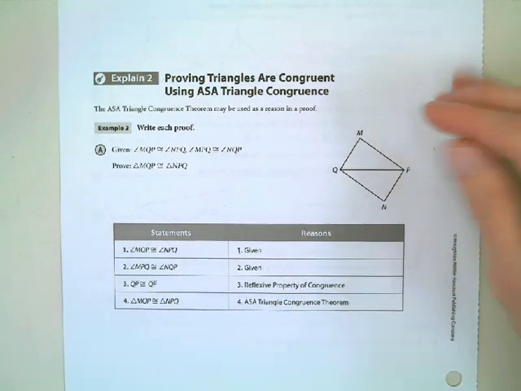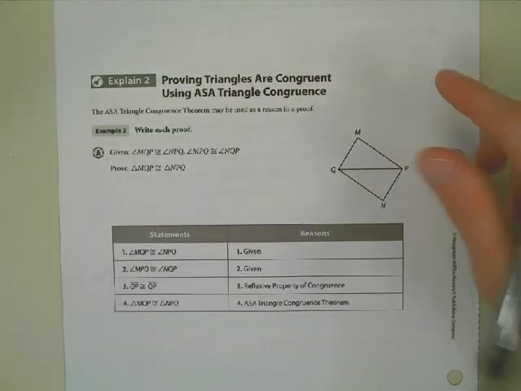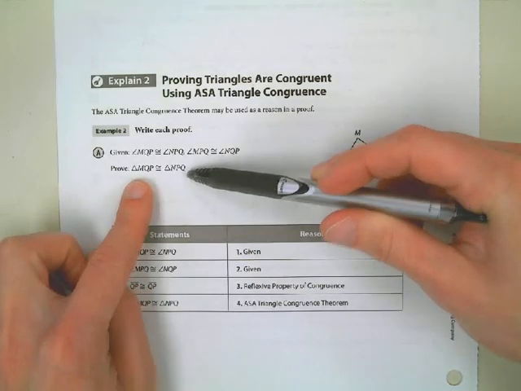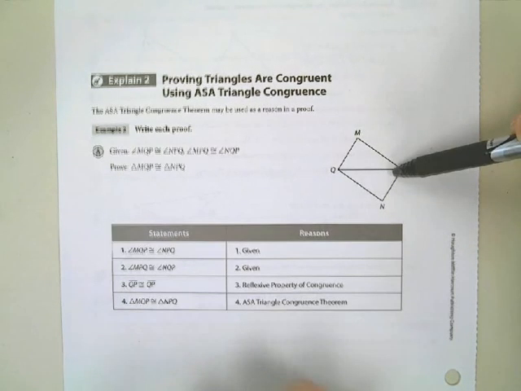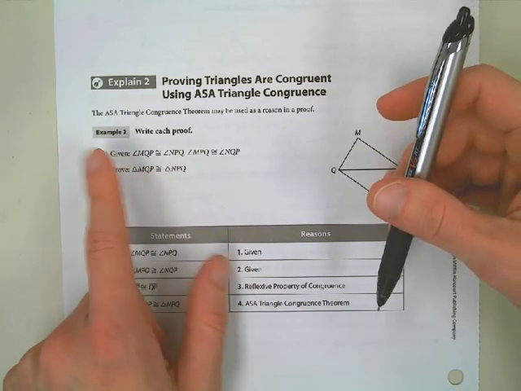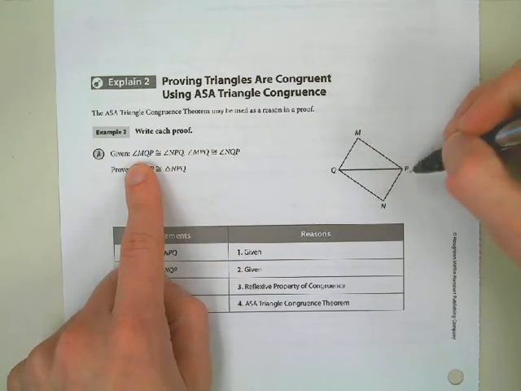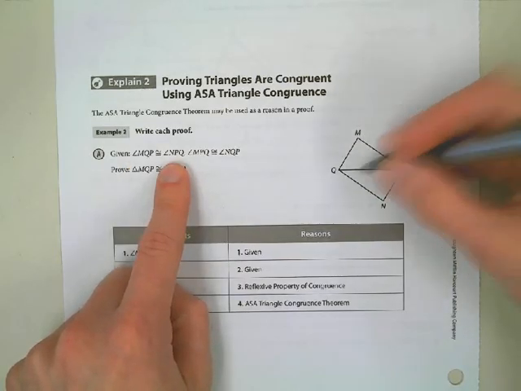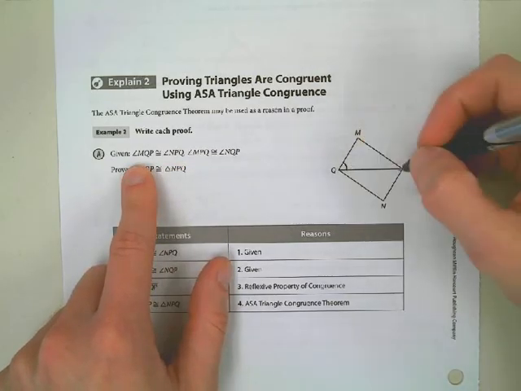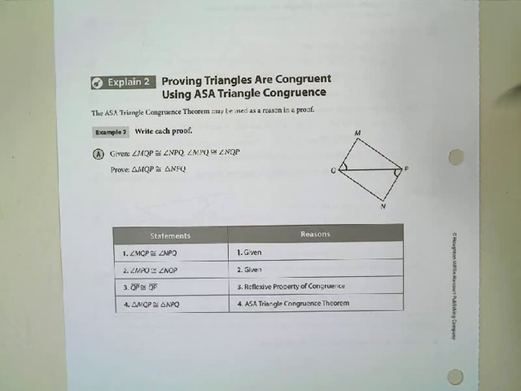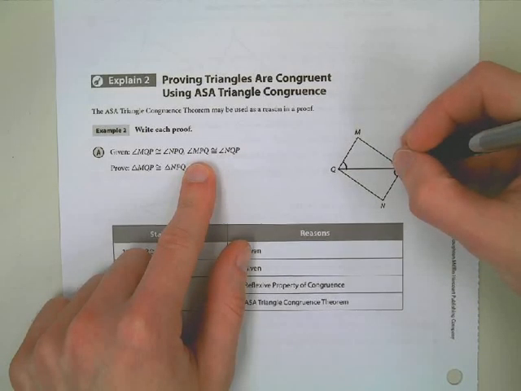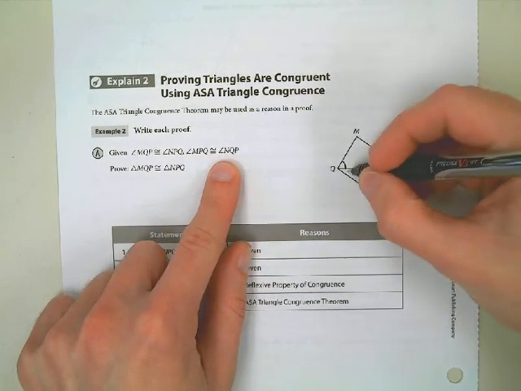So we're going to take a look at this proof. You can see that we're given information, and we're given a goal of what we're trying to prove. We also have a picture, which helps. My recommendation is that when you see the given information, mark it into your picture. For example, angle MQP is congruent to NPQ. Oh, sorry, I can't read. Goodness. MQP, so this angle, is congruent to NPQ, that angle. And then angle MPQ, this angle, is congruent to NQP, that angle.